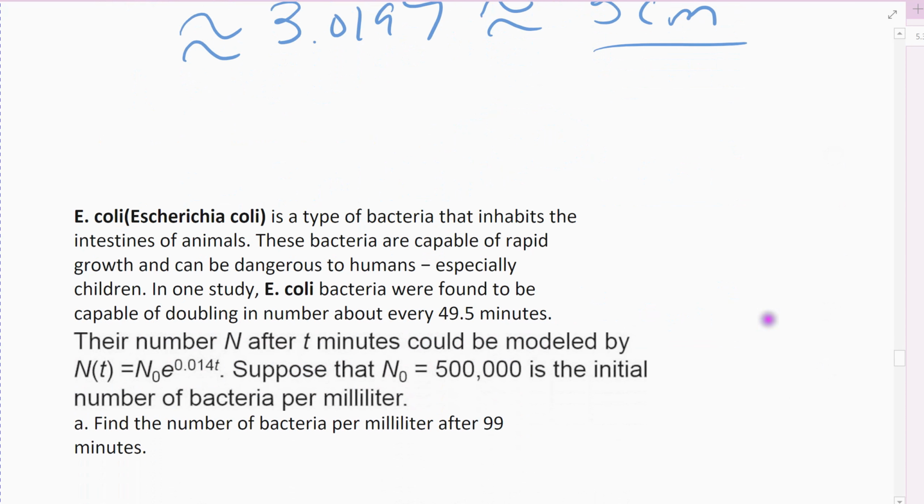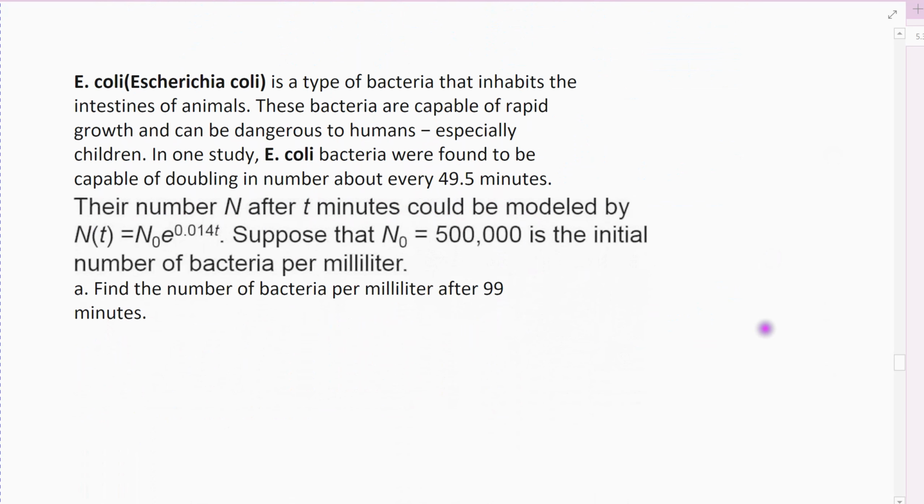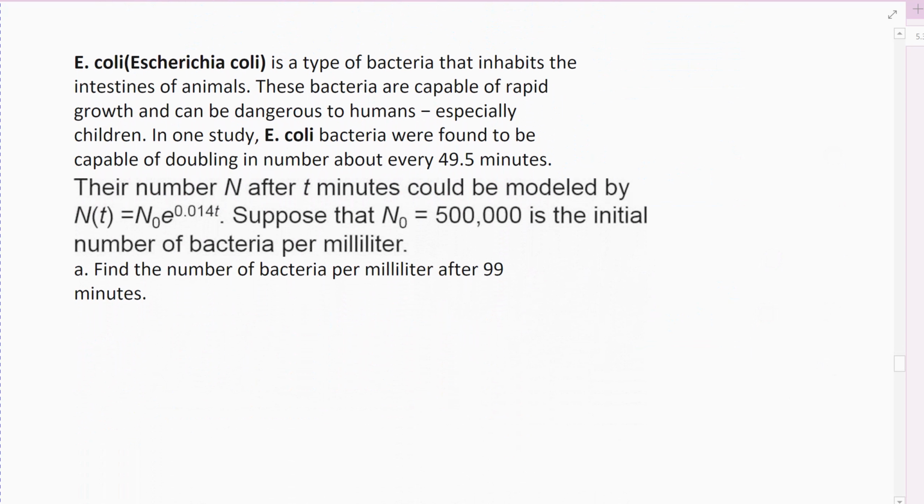Next example. Alright, E. coli is a type of bacteria that inhabits the intestine of animals. Bacteria is capable of rapid growth. That's why you always have to be careful if you get it with your eggs and things. Bacteria is capable of rapid growth and can be dangerous to humans, especially children. In one study, the E. coli bacteria is found to be capable of doubling every 49.5 minutes. Alright, and so you could model this one slightly different than what we did.